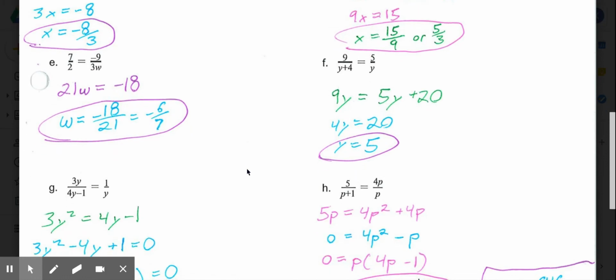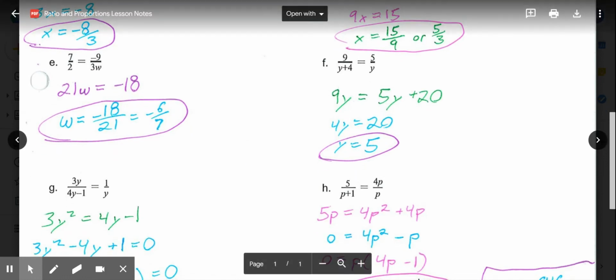Now in E, 7 over 2 equals negative 9 over 3w. Cross multiply, 7 times 3w is 21w. Negative 9 times 2 is negative 18. Divide by 21 to get w. So w equals negative 18 over 21, which is negative 6/7.